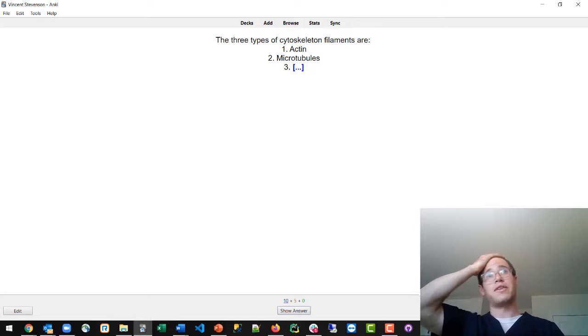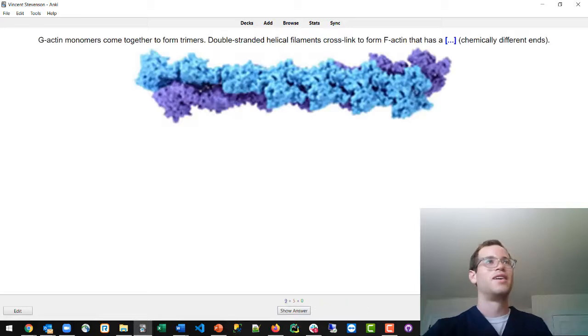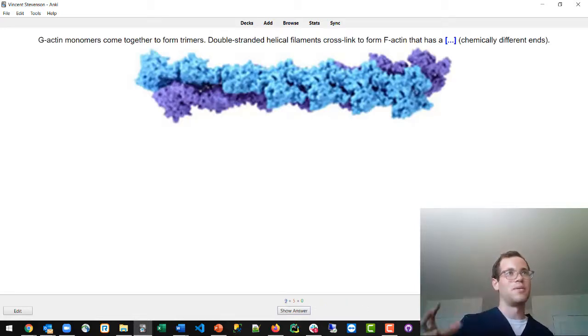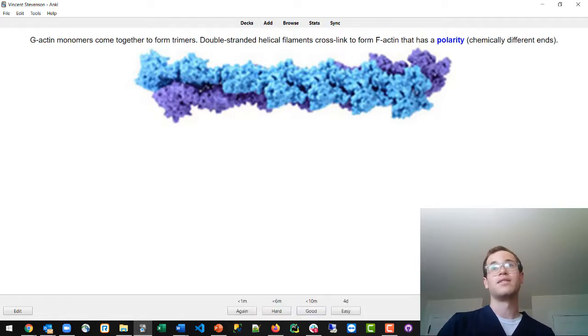And we've got three types of cytoskeleton filaments: actin, microtubules, and then we've also got the intermediate filaments. These G-actin monomers are going to come together to form their trimers. Double-stranded helical filaments are going to cross-link to form F-actin that has a polarity, which means it's got these chemically different ends to it.